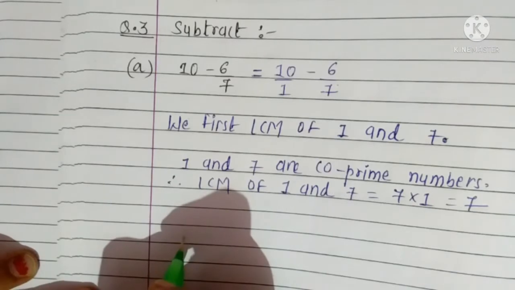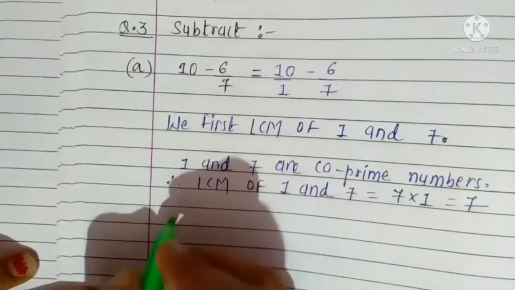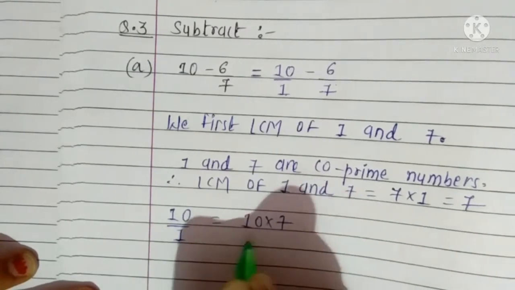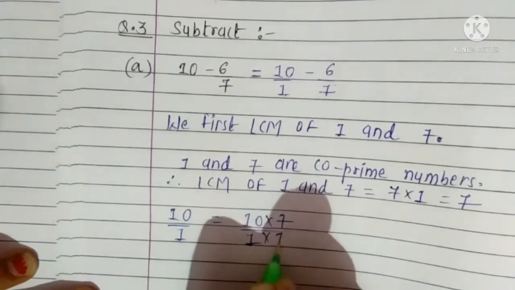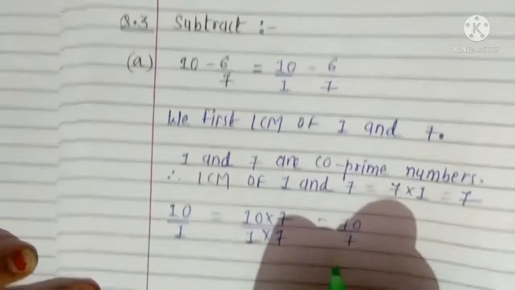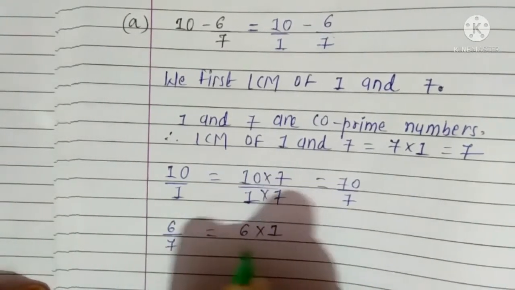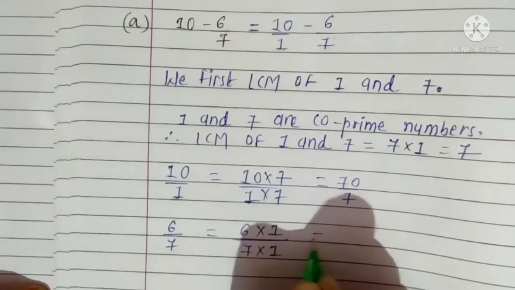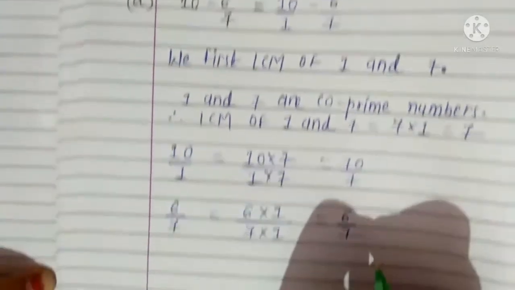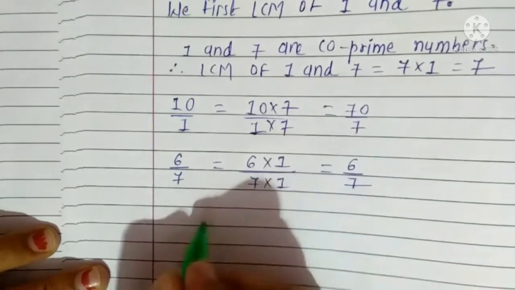Now, we find equivalent fraction of given fractions with denominator 7. So, 10 upon 1 is equal to 10 multiplied by 7 upon 1 multiplied by 7. And we get equivalent fraction 70 upon 7. Next, 6 upon 7 is equal to 6 multiplied by 1 upon 7 multiplied by 1. And we get fraction 6 upon 7. Now, we subtract 6 upon 7 from the 70 upon 7.